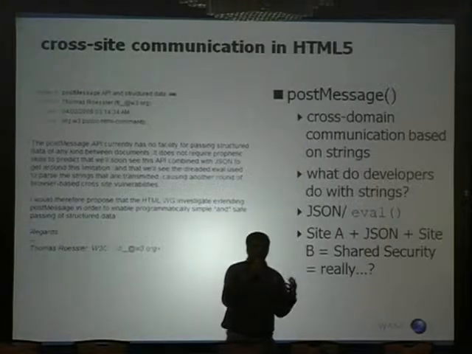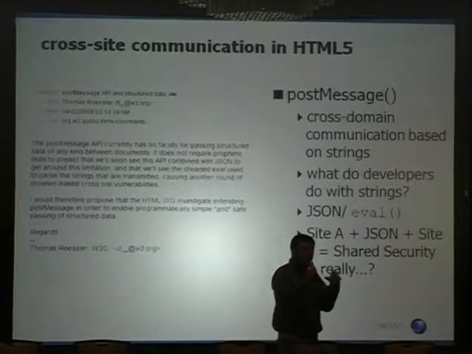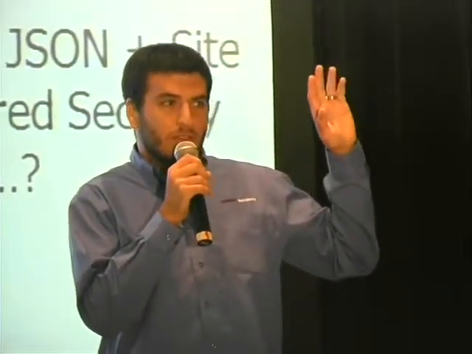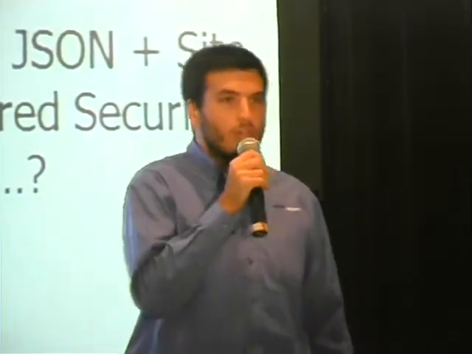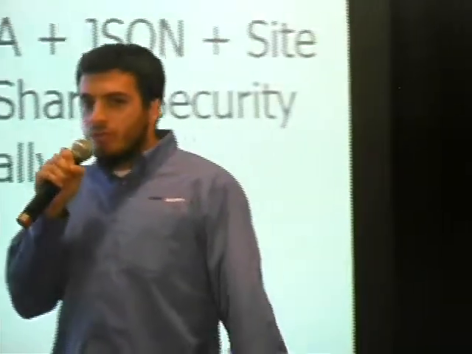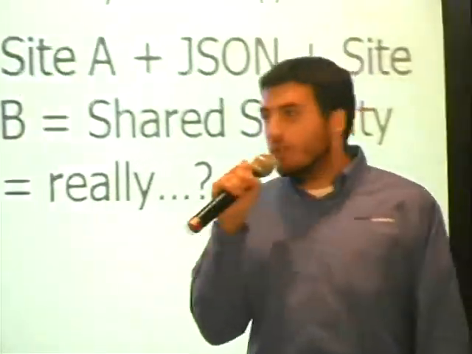So what do you think a developer from Facebook and a developer from MySpace are going to do if they want to send structured data to each other and they have to use a string? How are they going to do that? Anybody? JSON. Yeah, JSON. So what is JSON? JSON is just JavaScript. So sites are going to be sending JavaScript to each other, and they're just going to be evaluating other people's JavaScript. Sound like a good idea? Absolutely not. Okay, so we've got shared security through XML HTTP request, and we've also got shared security through postMessage.